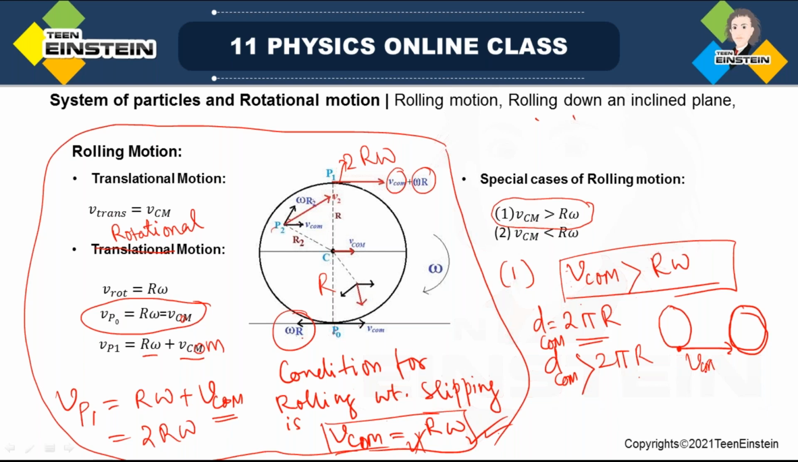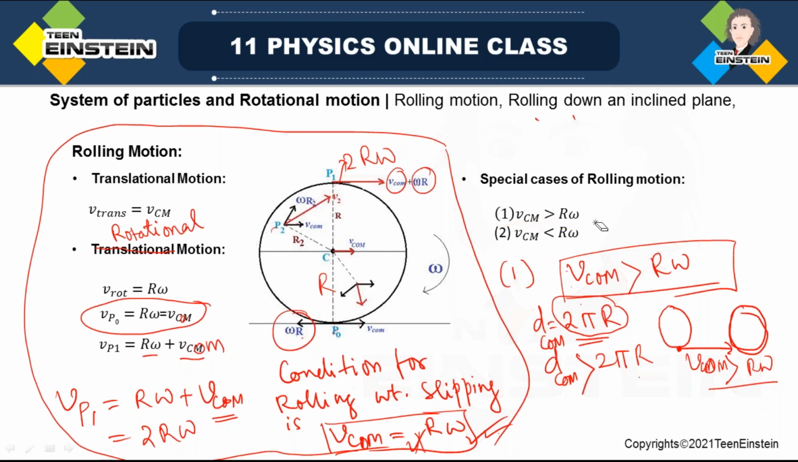So this is the condition. This is the situation where your center of mass covers a distance greater than 2 pi r, and your translational velocity will be greater than the rotational velocity. So this is the condition, one of the special cases.